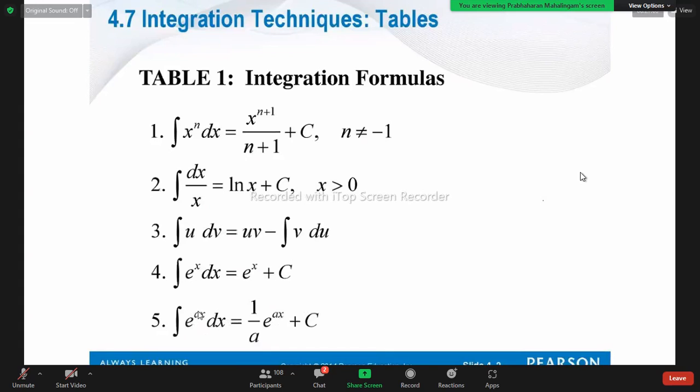If you differentiate this, a is there in the upper position. So in the dividing position we will put 1 upon a, and that a is cancelled. Then your answer should be the original function, e to the power x. So if you want, please do it with 1 upon a into e to the power x plus c.